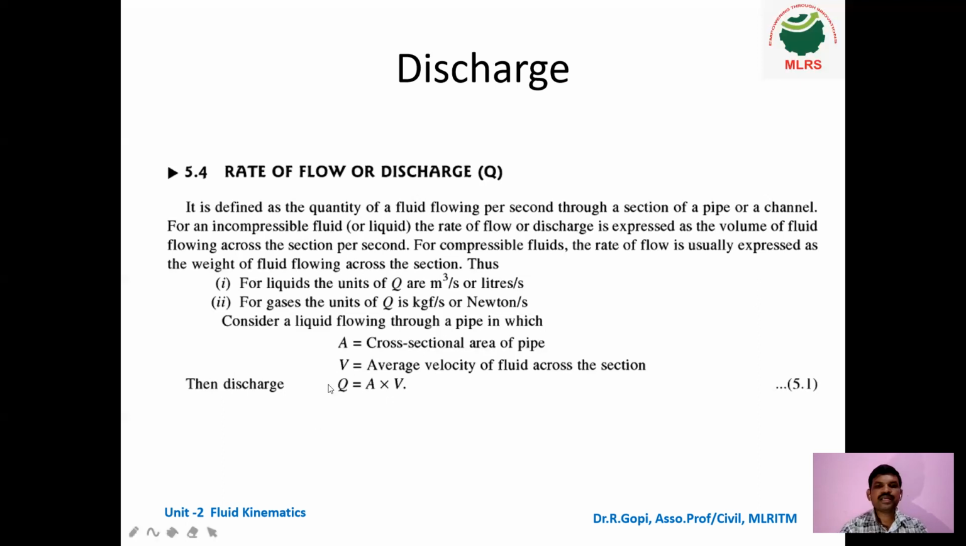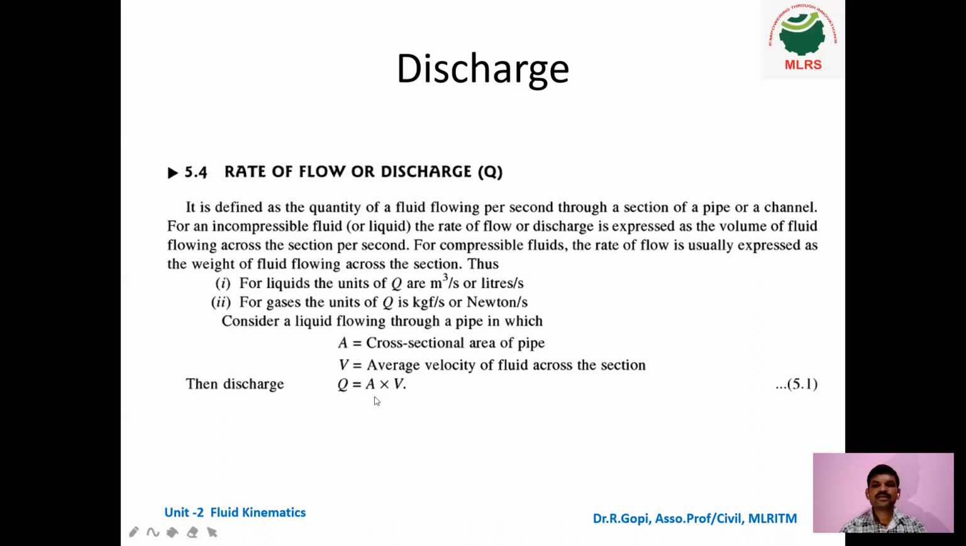So the discharge symbol is Q, and the unit is meter cube per second or liters per second. The formula is Q equals A into V: area of the pipe multiplied by velocity. V is not volume, it is called velocity, average velocity.